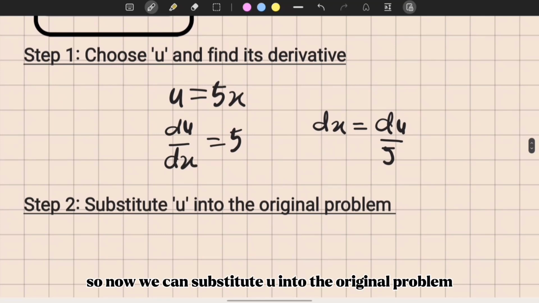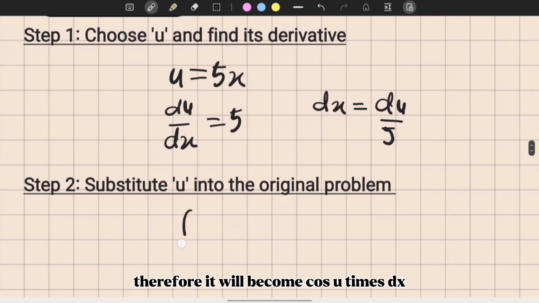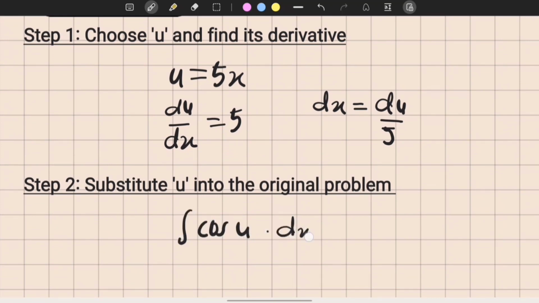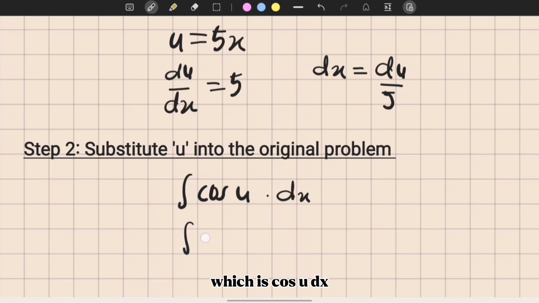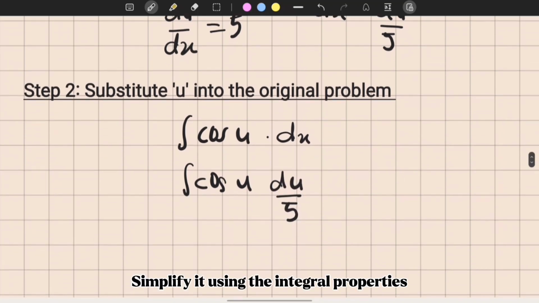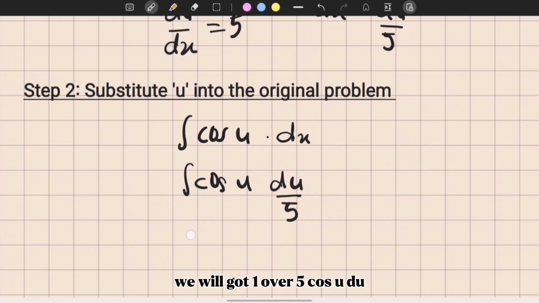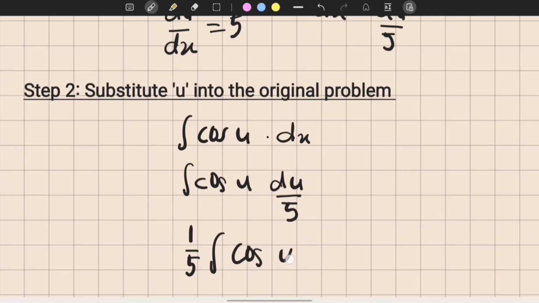So now we can substitute u into the original problem. Therefore, it will become cos u times dx. Then replace the dx with the equation earlier, which is dx equal to du over 5. Simplify it using the integral properties, we will get 1 over 5 integral of cos u du.